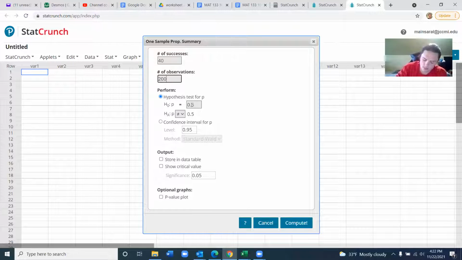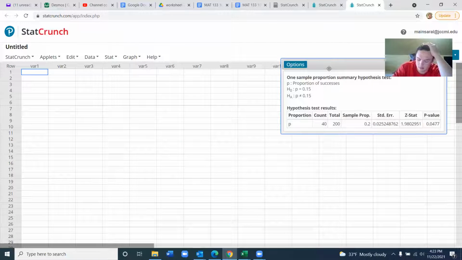And we have to make sure that any of these boxes that are in gray, we change them appropriately. So ours is 0.15 and it's a two-tailed, so we can leave that. Make sure everybody sees that there. Okay. And then we're going to hit compute.